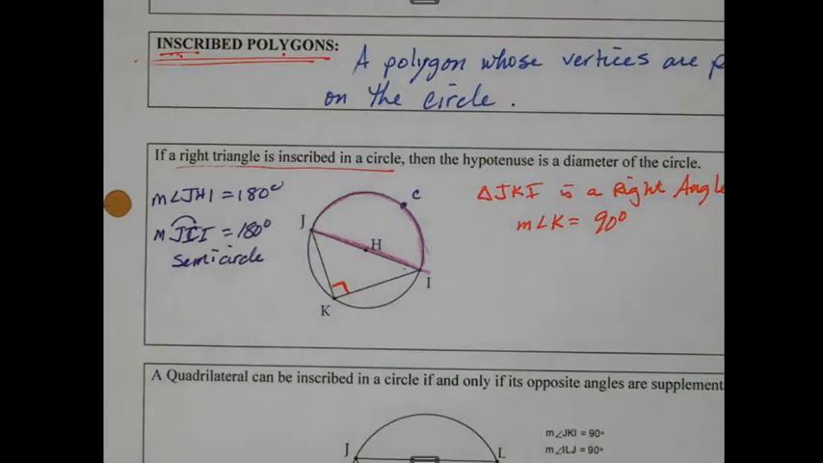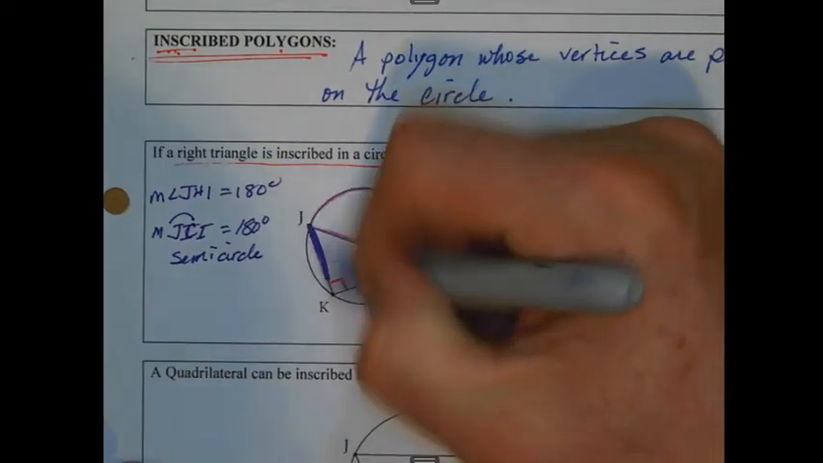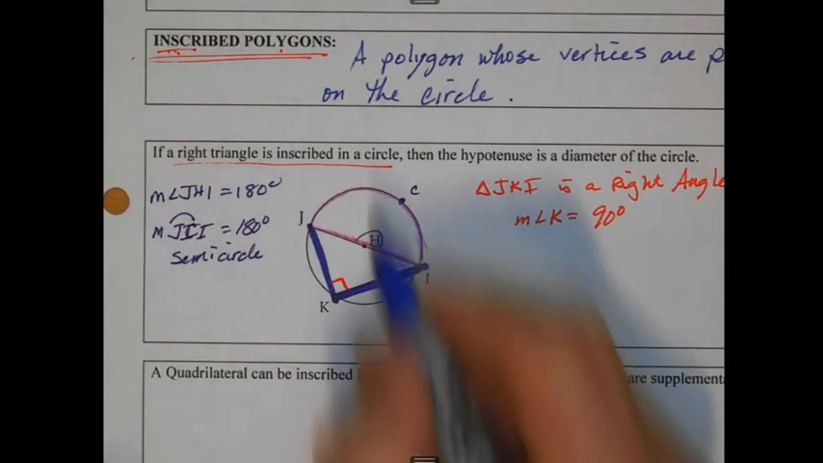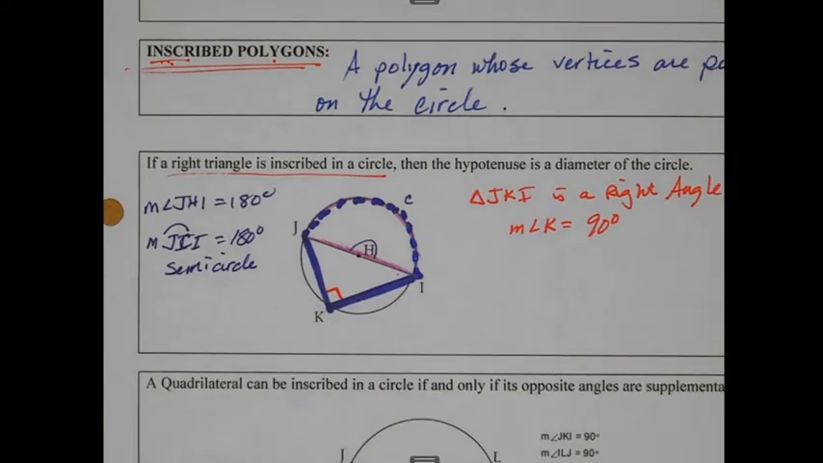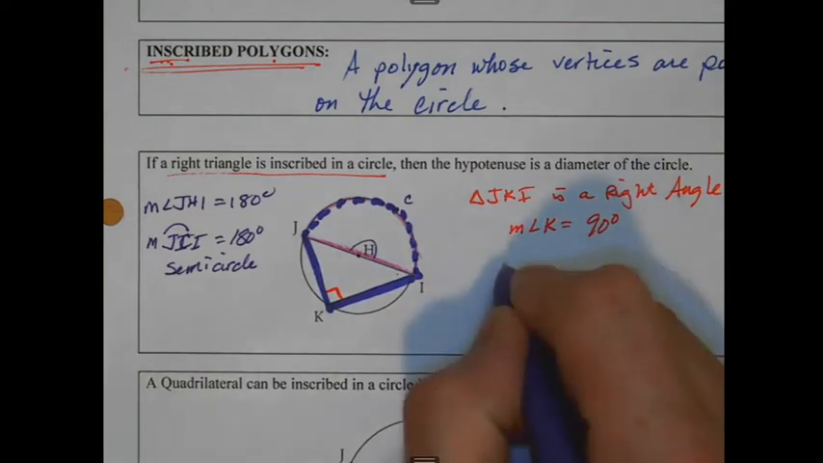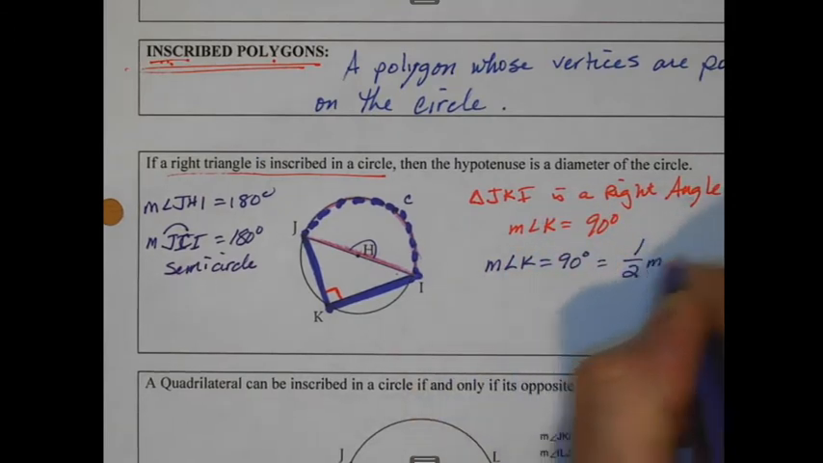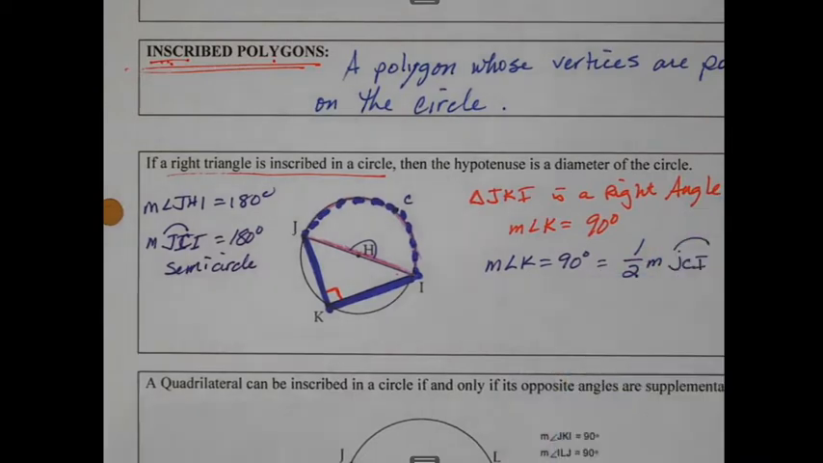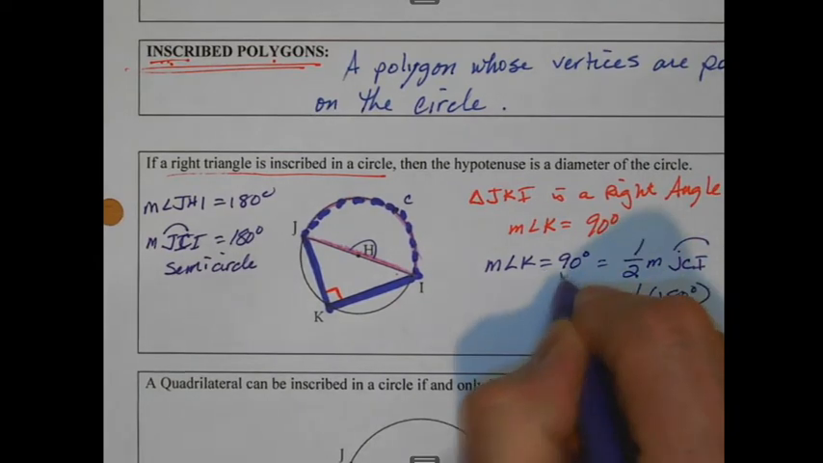Okay, so if that's a semicircle, this arc is 180 degrees. Well, if you notice right here, these are the sides of that right angle, and they hit this intercepted arc. And this is an inscribed angle. So if the measure of angle K is 90 degrees, then it is going to be 1/2 the measure of arc JCI. Well, that is 1/2 of 180. Yep, that makes sense.